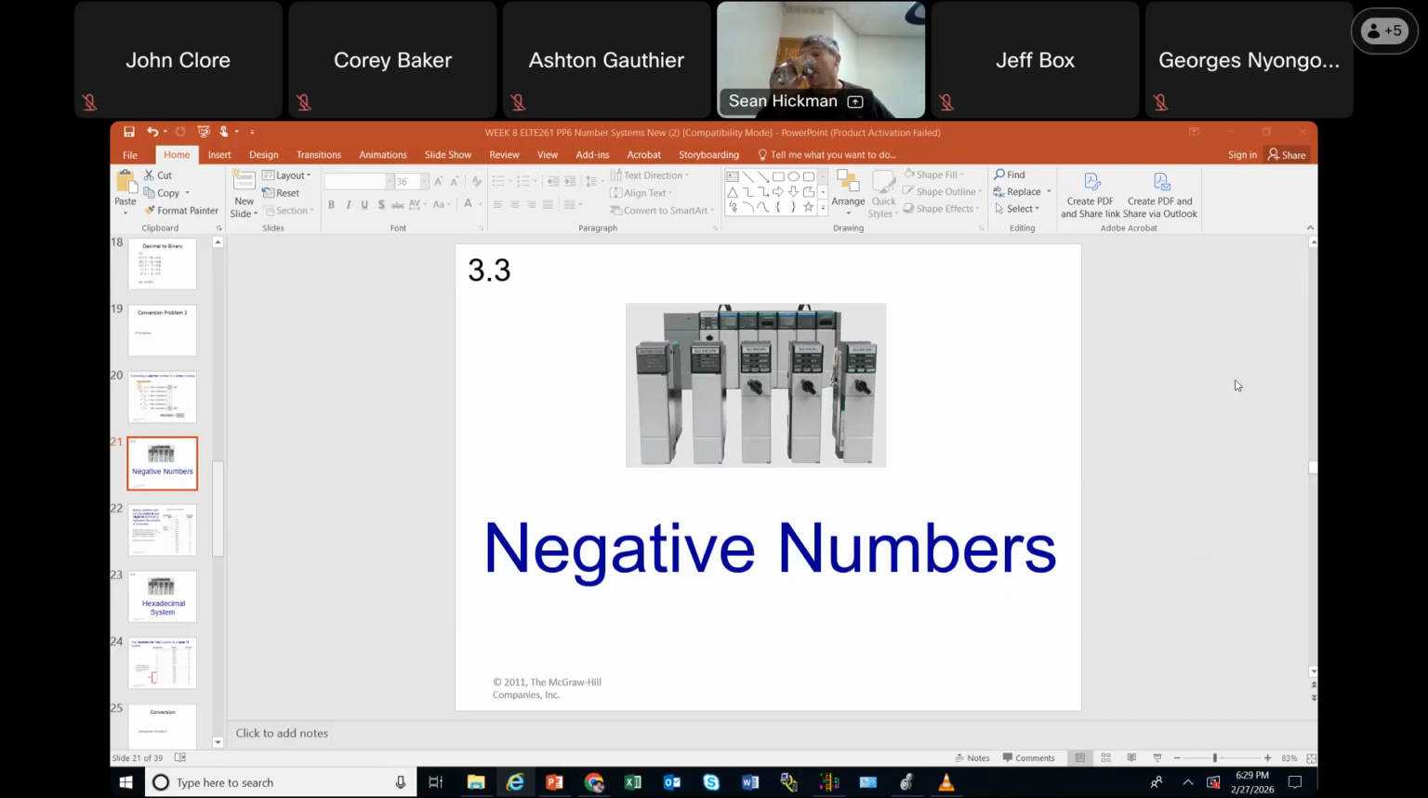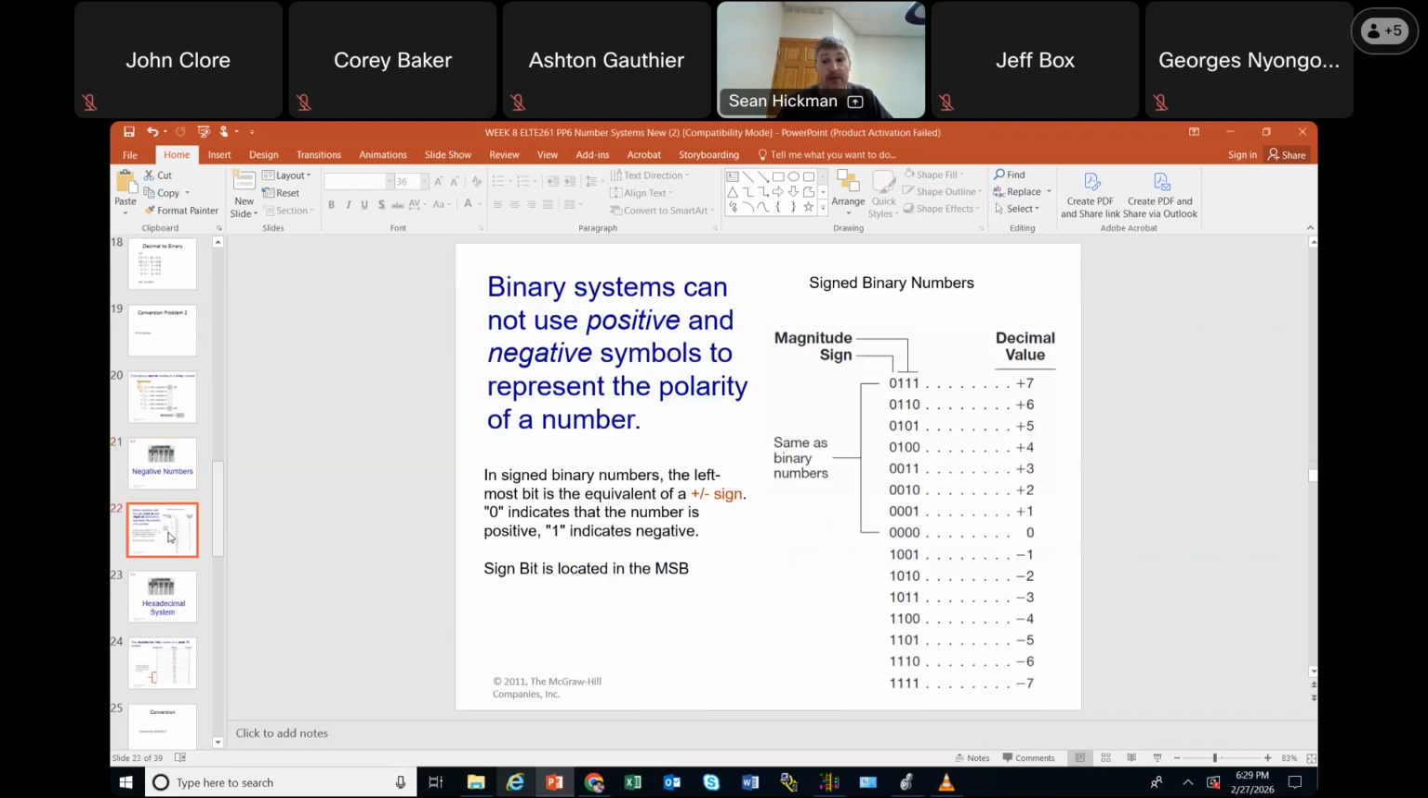All right. So negative numbers. You can do negative numbers because, you know, we have counters that go up and counters that go down. Binaries cannot use positive and negative symbols to represent the polarity of a number. So in signed binary numbers, the leftmost bit is equivalent of a plus or minus sign.